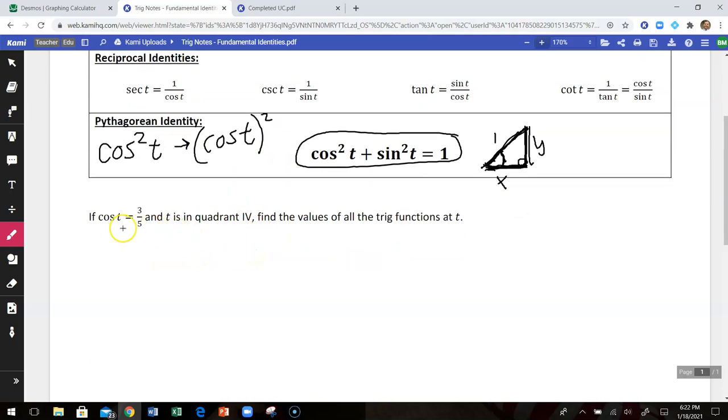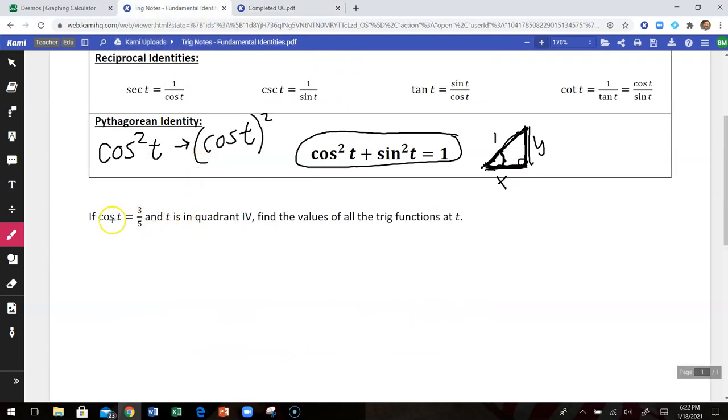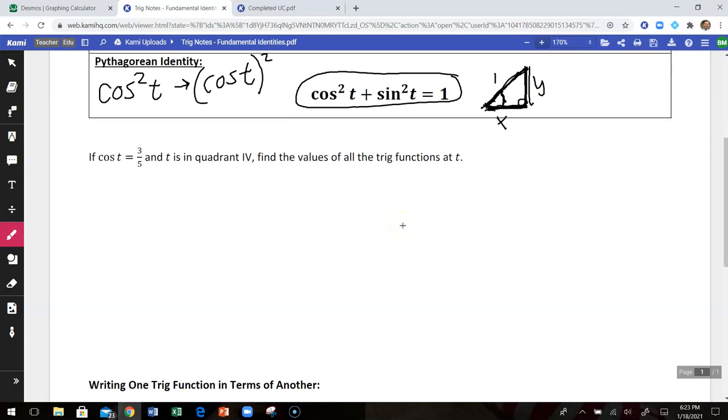It says that the cosine of the angle t is 3/5. Now we're clearly not talking about one of our special angles on the unit circle, because if cosine is the x coordinate, none of the x coordinates around the outside of our circle are 3/5. So I'm not looking at a special angle. However, this angle is some angle that would be represented on the unit circle, it's just not one of the ones we have listed. So, if the cosine of the angle t is 3/5, and t is in quadrant 4, so our angle ends up in quadrant 4, find the values of the other trig functions at the angle t.